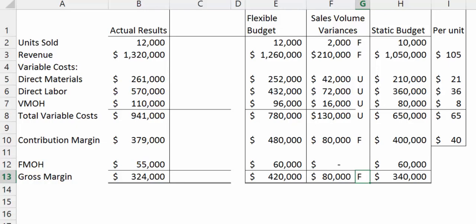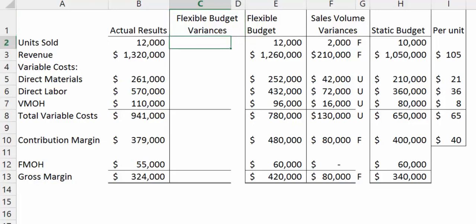Okay, so this makes sense. I sold 2,000 extra units at $40 a unit contribution. I should have had $80,000 additional contribution margin, additional gross margin. And so that's my sales volume variance. Those variances are only because we sold 2,000 units more than we had planned. To figure out why our gross margin is actually lower than our budgeted gross margin, we need to look at our flexible budget variances.